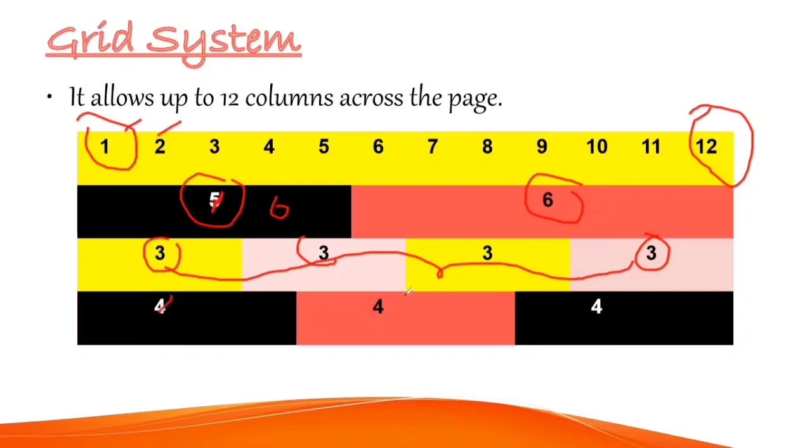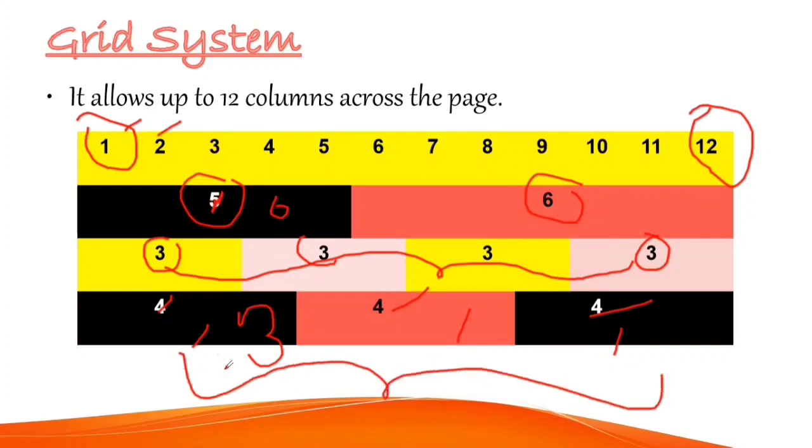Now here I'm having 4, 4 and 4. So totally I can display 3 cards here. 4 plus 4 plus 4 will be 12, and totally 3 cards I can display. And here totally 4 cards I can display if I use 3 here. And here totally 2 cards I can display if I use 6 here. And here 1 card will be displayed if I use 1 point.